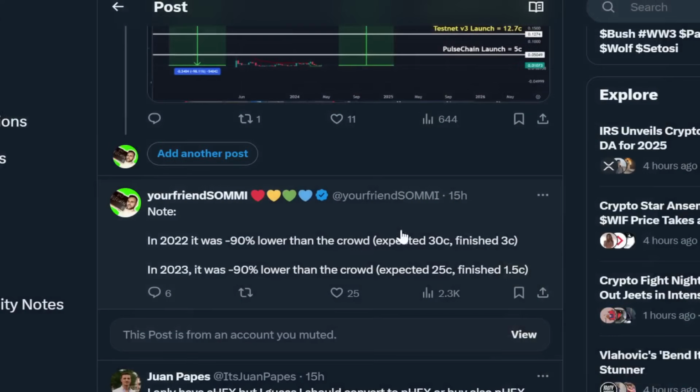Also, I want to remind you of something. Okay, in 2022, it was 90% lower than the crowd expected. So the crowd expected 30 cents in 2022. They got 3. Okay, in 2023, so last year, the crowd expected the year to finish at 25 cents. It finished at 1.5. So it finished more than 90% lower. That's 2 out of 2 times. Okay, that's why I'm telling you, friends, dopamine dealers, they do you nothing.